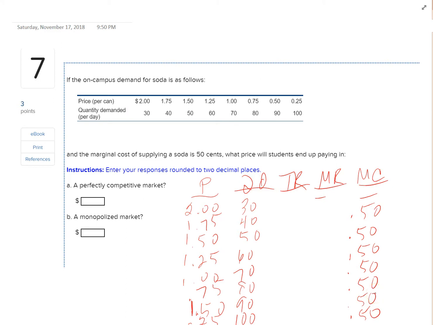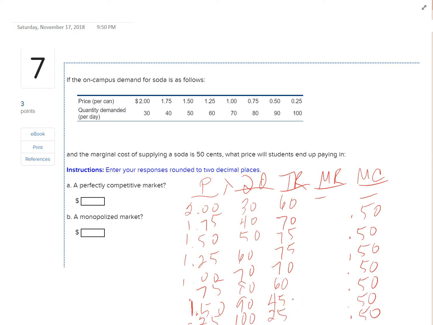And then we can calculate the revenues. So here we've got just price times quantity equals total revenue. So we've got $60 and $70, $75, $75, $70, $60, $45, and $25. Okay, so we've got that information.